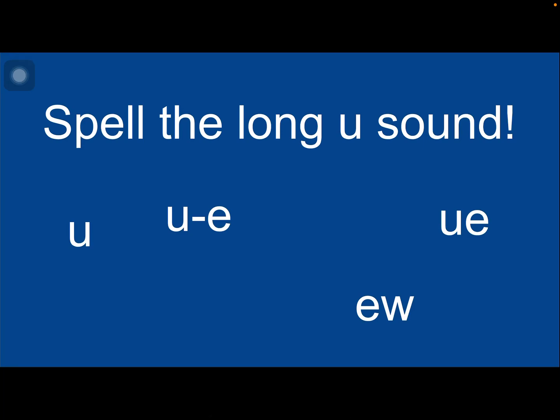This is Grade 2, Unit 3, Week 5, Spelling Words. The focus is the long U sound, the sound U. The most common way to spell the U sound, in a one-syllable word, in the middle of a syllable, is the U with the E at the end. If it's at the end of a syllable, we might just use the U, and then we have some other ways to spell the U sound.